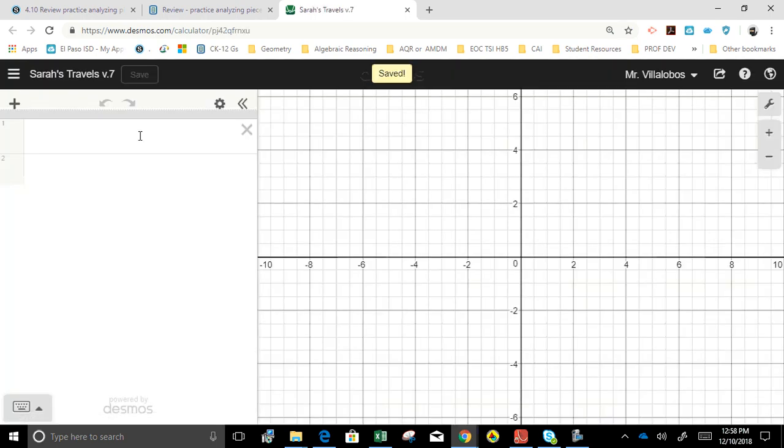Save. And here I'm going to add a folder, which I'm going to title Sarah's Travels. So, piecewise function. I guess it doesn't like the word piecewise. I'm going to hyphenate it then.